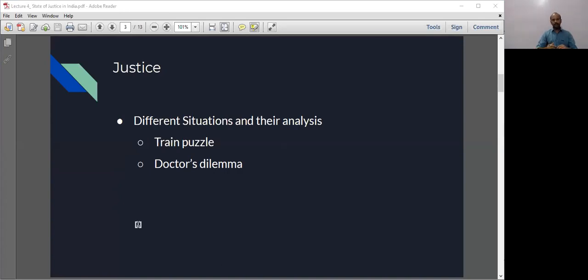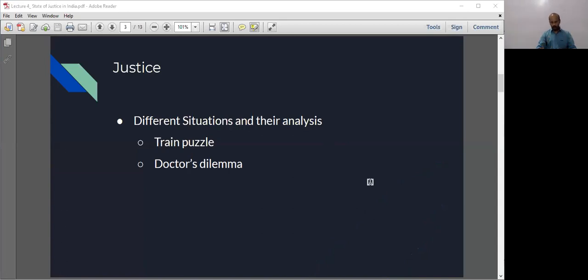a question. There are two basic dilemmas that we will be concerned with. One is the train puzzle, and one is the doctor's dilemma. If I ask you what you will do in both cases, let's say there is a particular situation. I'm going to present to you two situations, and then you need to answer what you will do.